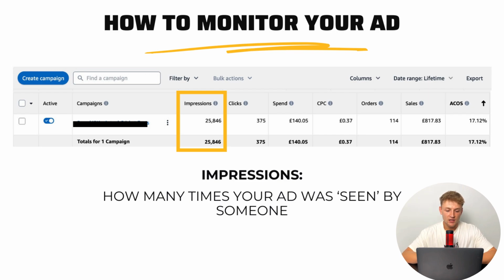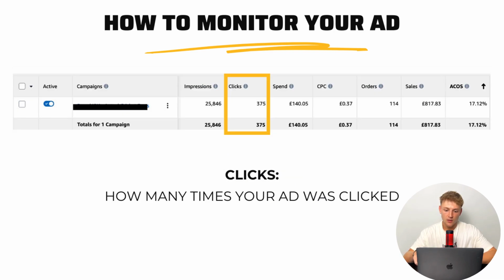So as you can see, I've actually blanked out this campaign because it gives away the name of my book. But you can see here, the first metric that we have is impressions. Impressions are basically how many times your ad was seen by somebody, not clicked, not purchased, just seen or appeared on the Amazon search results. So you can see for this campaign here, my ad was seen 25,846 times. And then you have clicks. So of these 25,000 people that saw my ad, 375 people clicked my ad.